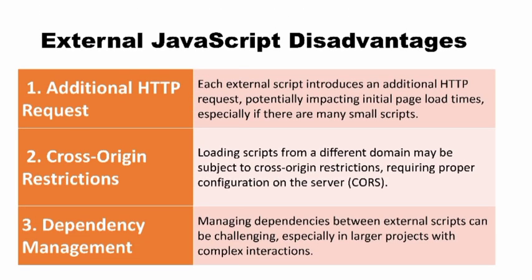External JavaScript disadvantages. Additional HTTP request. Each external script introduces an additional HTTP request, potentially impacting initial page load times, especially if there are many small scripts. Cross-origin restrictions. Loading scripts from a different domain may be subject to cross-origin restrictions, requiring proper configuration on the server, CORS. Dependency management. Managing dependencies between external scripts can be challenging, especially in larger projects with complex interactions.